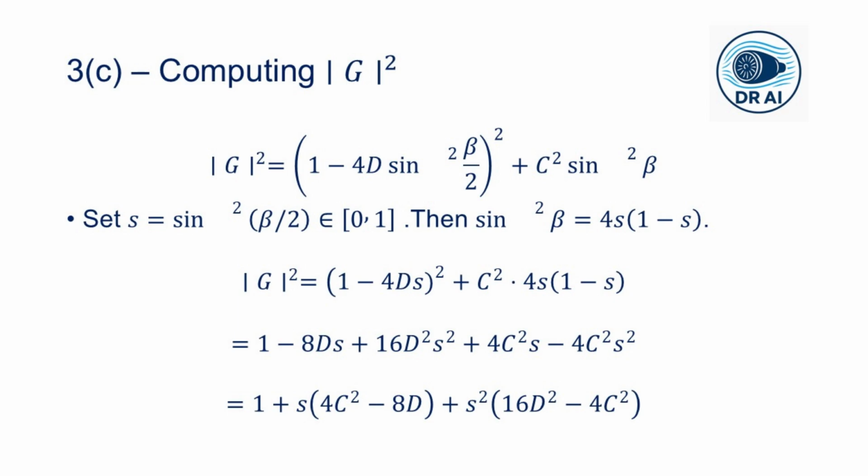And if we solve it, we expand this particular equation and group the similar terms, and we can see that this particular equation is quadratic in s. The constant term is 1, so we need the extra part to be less than or equal to 0 for all s in the range of 0 and 1.